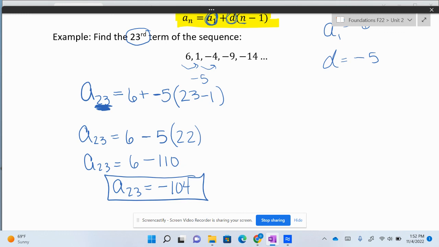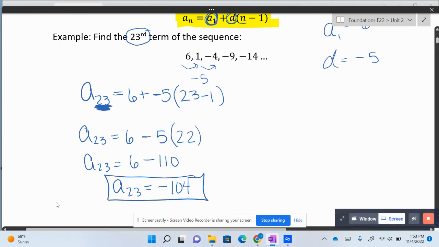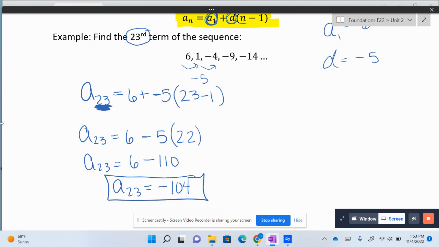What if you need to find the 207th term? That would be forever, right? So this is how you find the nth term, the 20th, the 70th, the 200th. Okay? So your homework is page whatever that works.